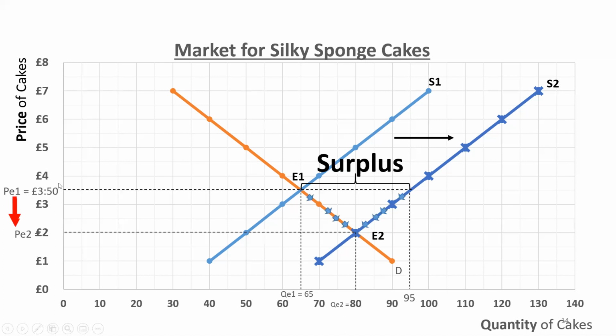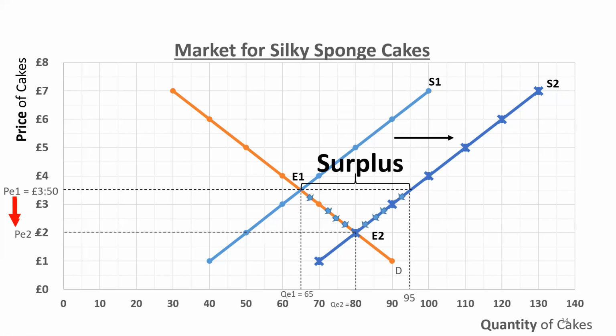So sellers lower the price, and when they do, the quantity demanded rises along the demand curve, which is the law of demand. As prices drop, buyers become willing and able to buy more cakes, and at the same time sellers become willing and able to sell fewer cakes. As the price drops from £3.50 down to £2, the quantity demanded rises from 65 up to 80. And sellers who were willing to sell 95 cakes at the higher price are only willing to sell 80 cakes. So the quantity supplied has dropped along supply curve S2.